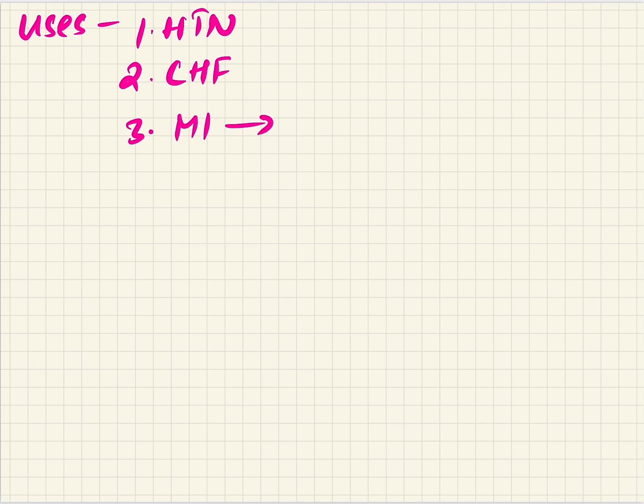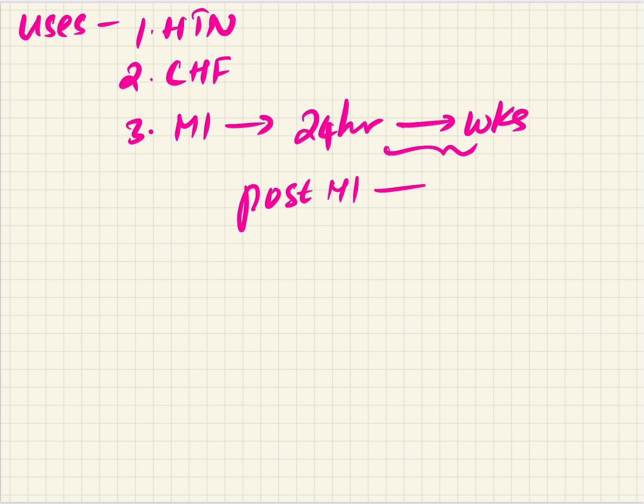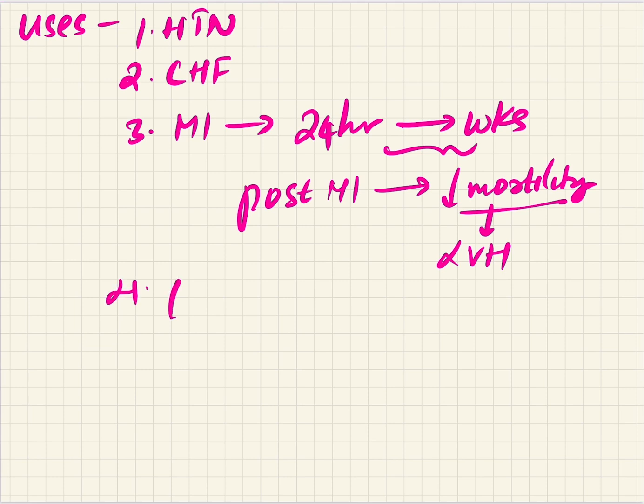In case of myocardial infarction, they have to be started within 24 hours and continued for a few weeks, so that it can prevent congestive cardiac failure. Whereas post MI, they are used to reduce mortality by reversing the left ventricular hypertrophy or the ventricular remodeling. And they're used as prophylaxis of coronary artery disease. It reduces the risk of MI, stroke, etc. On long-term usage, they are known to reduce the risk of diabetic nephropathy.